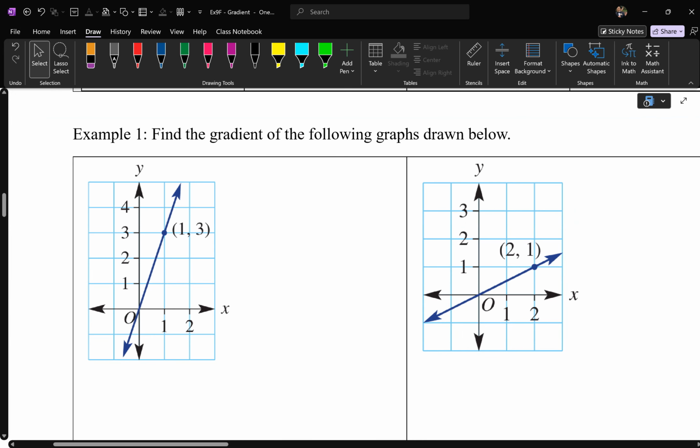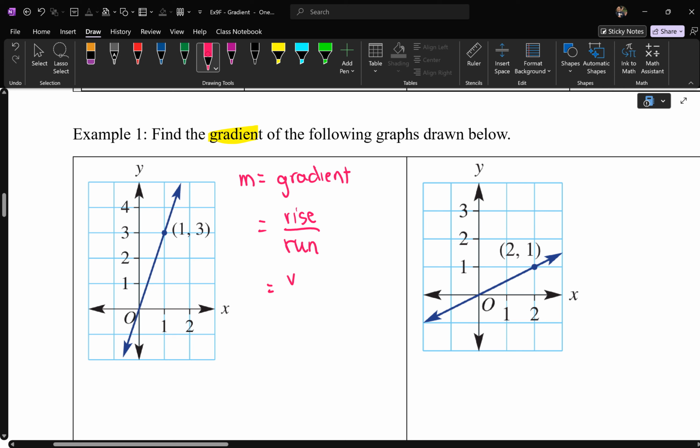It says find the gradient. So you want to find m. You want to know what m equals. Now, I told you m is the gradient, right? What I didn't tell you is how you calculate the gradient. Well, it is based on what they call rise over run. It's basically how much vertical distance, so how much you had to go up and down by, over how much you had to go horizontally, so left and right.